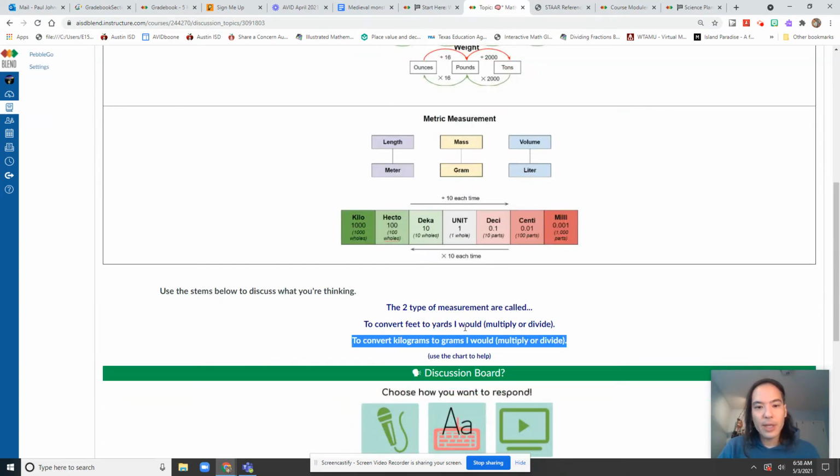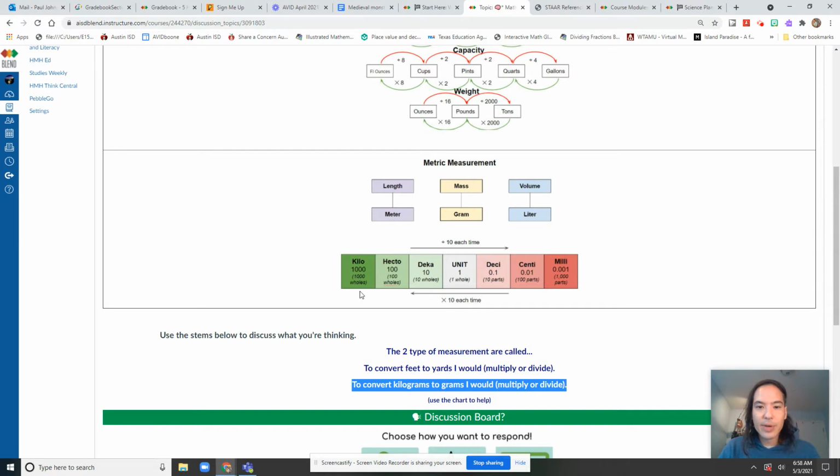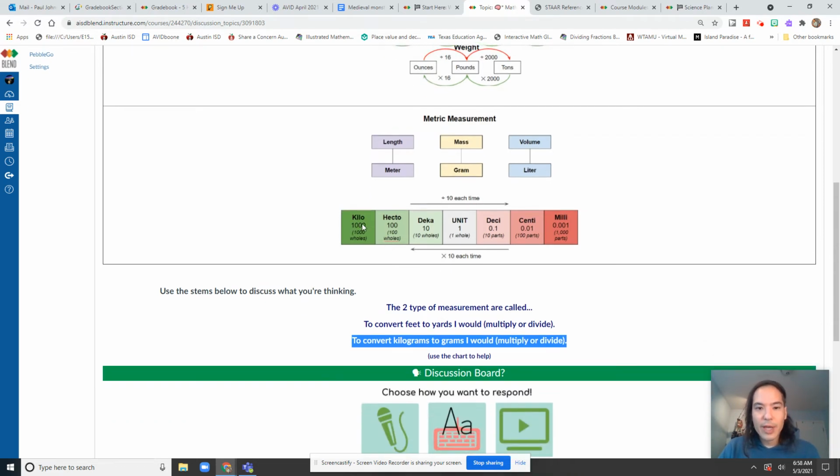To convert kilograms to grams, remember your unit of measure is just either meter, gram, or liter. So to go from kilograms to grams, what would I do? Would I multiply or divide? If I have 1,000 kilograms and I'm trying to find out how many grams I have, I would divide.